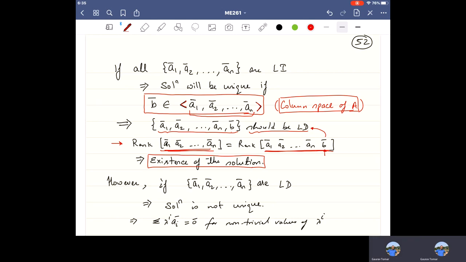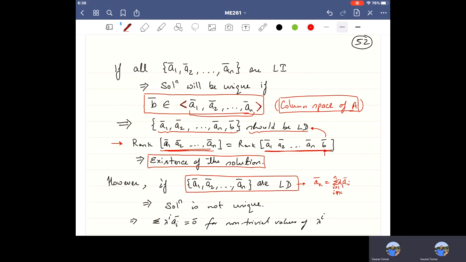But if A1 to AN are linearly dependent, then clearly there would not be a unique representation of B in terms of A1 to AN. Because if they are linearly dependent, then you can always write one of the vectors, let's say AK, as a summation over the other vectors, I running from 1 to N, I not equal to K, with some coefficients, let's say alpha I.